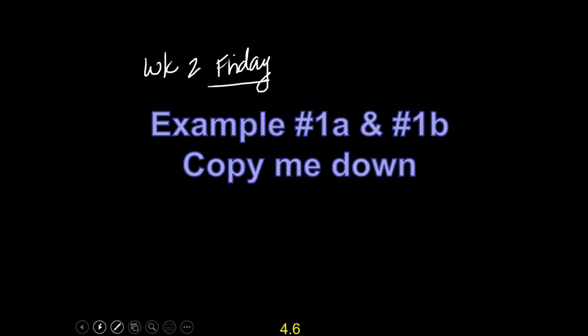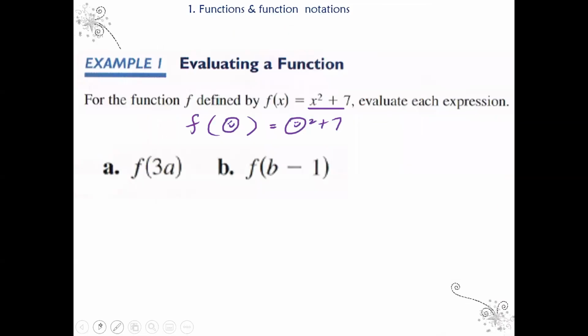Okay, so examples 1A and 1B, copy this part down on your guided notes. So example 1, I want to find f of 3a. Here is my equation. Anytime you see an x, you are going to replace it with 3a. So f of 3a is equal to 3a squared plus 7, which means you need to distribute that square: 9a squared plus 7, and that is your answer.